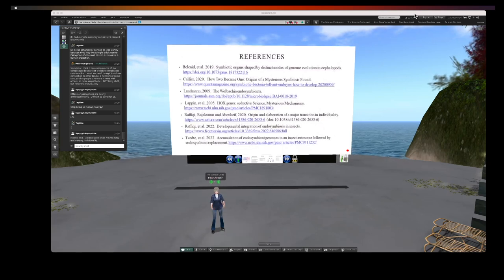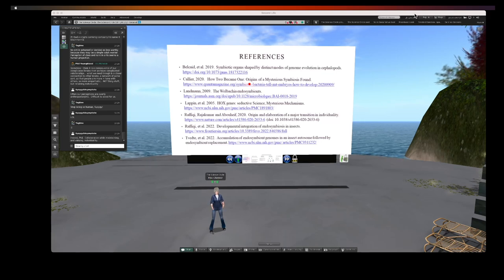And these are the references. This one right here is the first article that I saw, and I thought, oh, that's really interesting. And then the rest of it is just some of the other information.